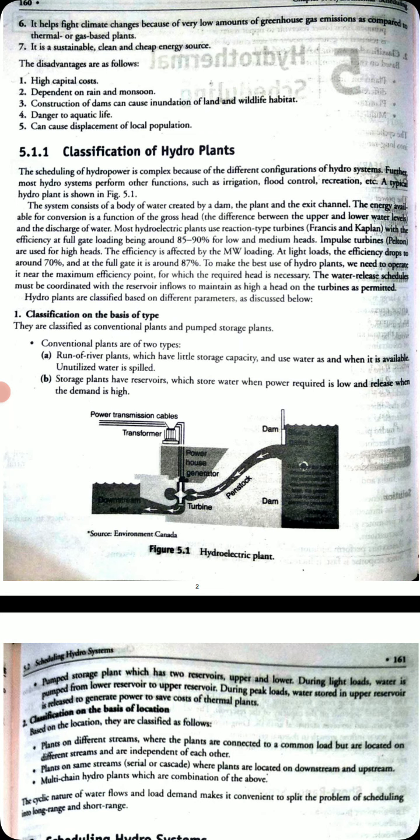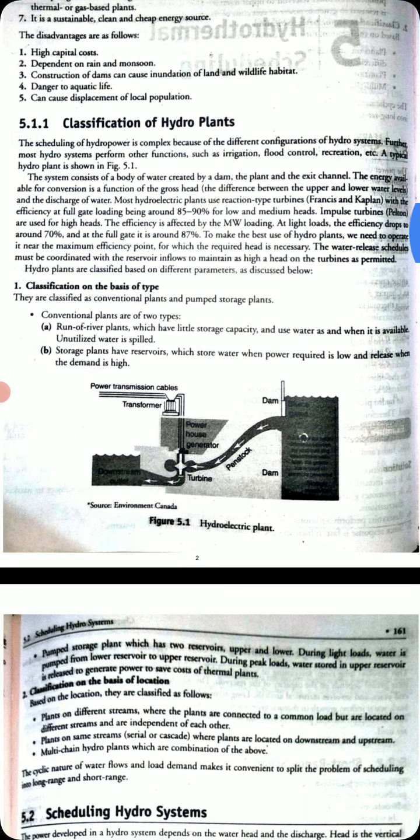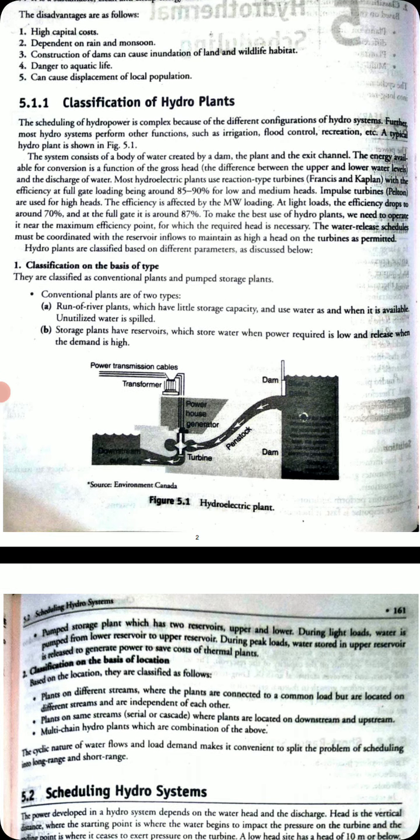So hydro plants are classified based on different parameters. Two parameters we need to see. One is classification on the basis of type, and another classification is based on the location. On the basis of type, it is classified into two types: one is conventional plants, another one is pumped storage plants.